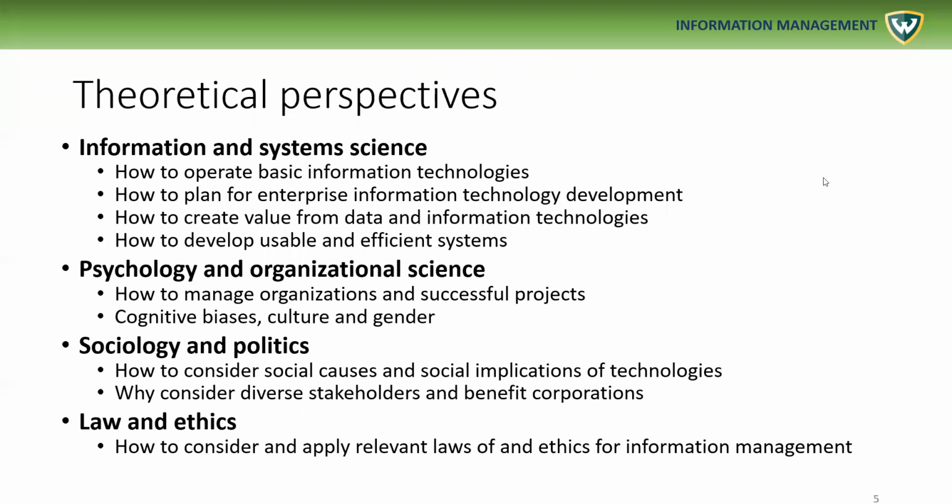To give a glimpse of the kinds of questions and theoretical perspectives we'll take in this class, this slide summarizes some of these views. So first, there is the information and system science kind of perspectives. Within this framework, we will address questions such as how to operate basic information technologies, how to develop a data model to organize data for an information system, how websites are created and developed, how to plan for enterprise information technology development, how to create value from data and information technologies. A lot of people are interested in this, and this is often what is talked about. It is a little bit more abstract and difficult to think about sometimes because it's hard to predict what people will want and where value will come from. But I think it's important to talk about it.